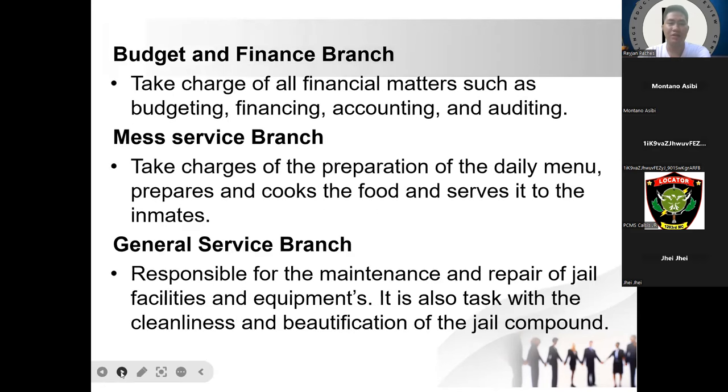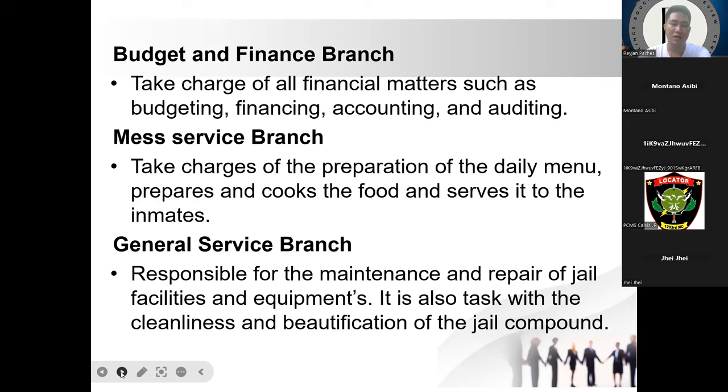Okay. So of course, ang budget and finance branch naman, when it comes to financial matters, such as budgeting, financing, accounting, and auditing. So yan yung gawain ng budget and finance branch natin. Of course, yung mess service branch natin, sa mga menu, yung kakainin ng mga inmates natin. So sila yung in charge yan, yung mess service branch.